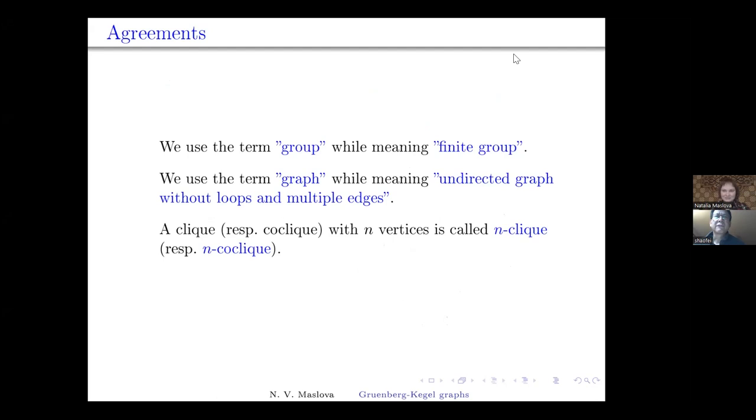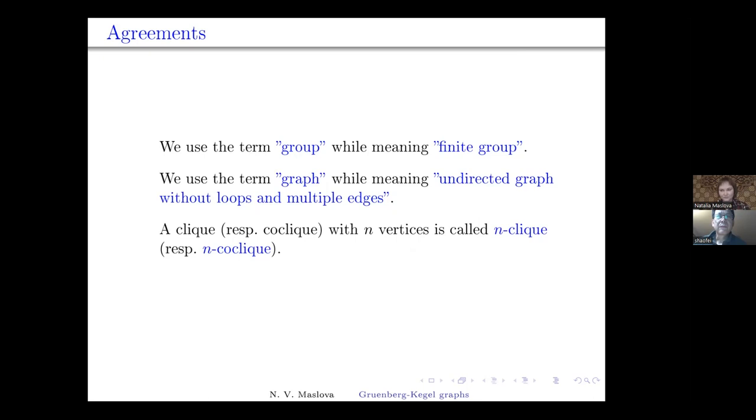During this talk, all the groups are finite, and all the graphs are undirected graphs without loops and multiple edges. Recall that an n-coclique is a graph with n vertices and no edges, and an n-clique is a graph with n vertices and all the edges between every pair of different vertices.